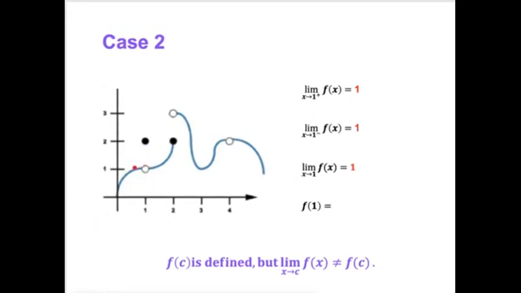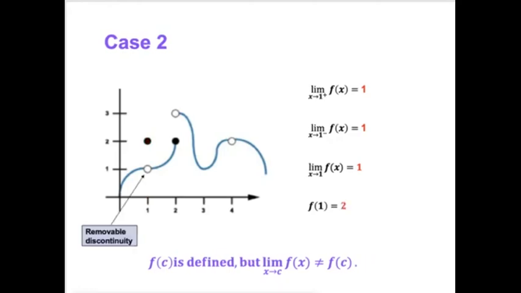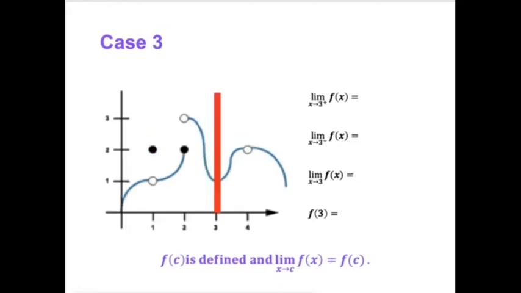Notice here that we have a removable discontinuity at x equals 1, but the function is defined at x equals 1. We have this point here, 1, 2, which means that f of 1 equals 2. Now let's look at case 3. Case 3 says that f of c is defined and the limit as x approaches c of f of x is equal to f of c. So we're going to analyze this case by looking at c equals 3.